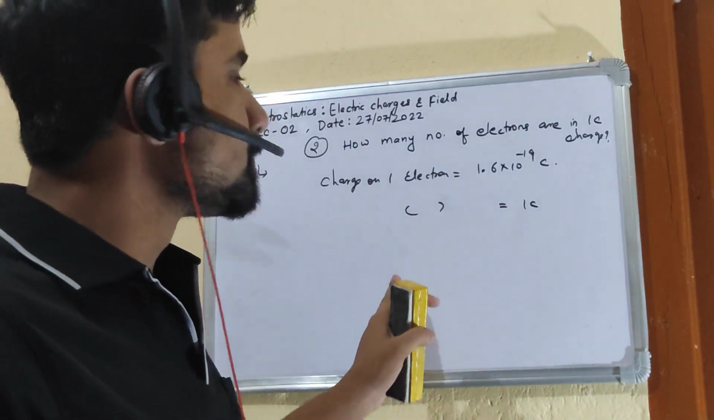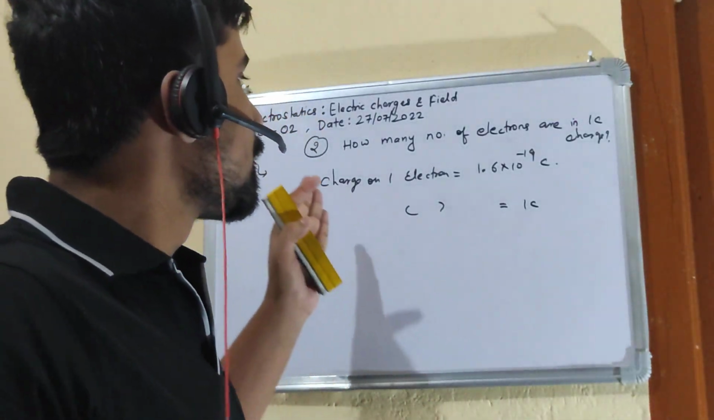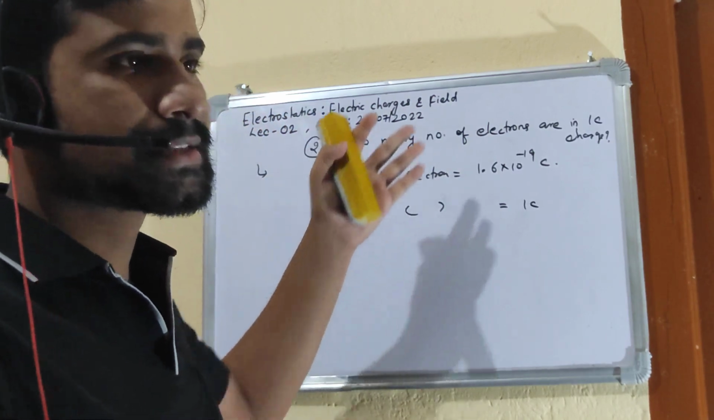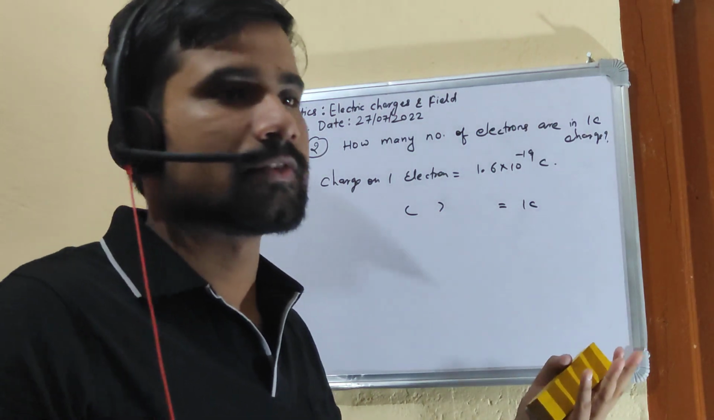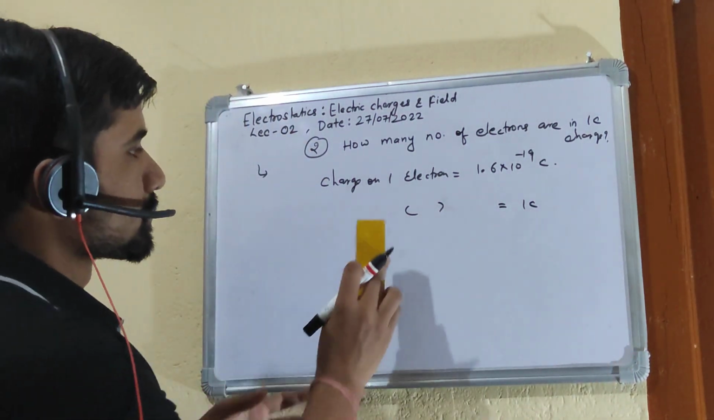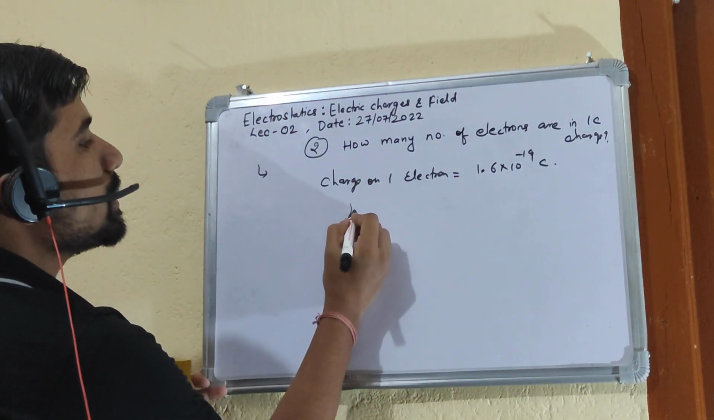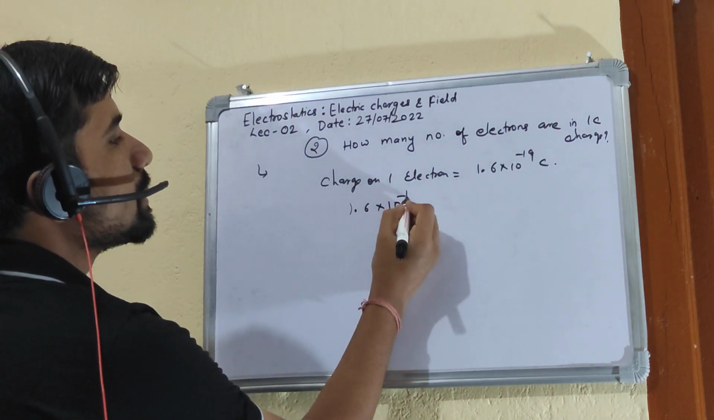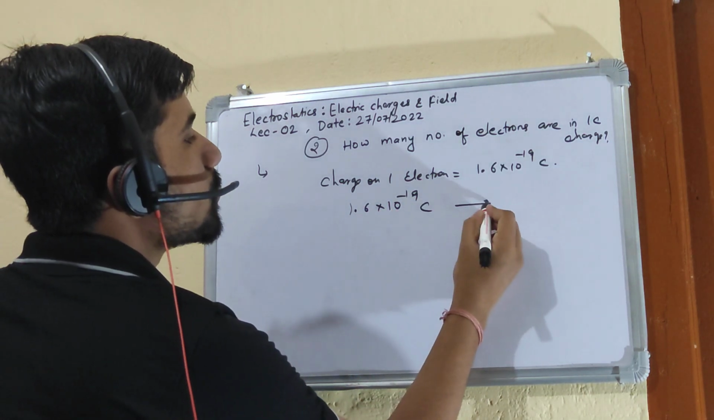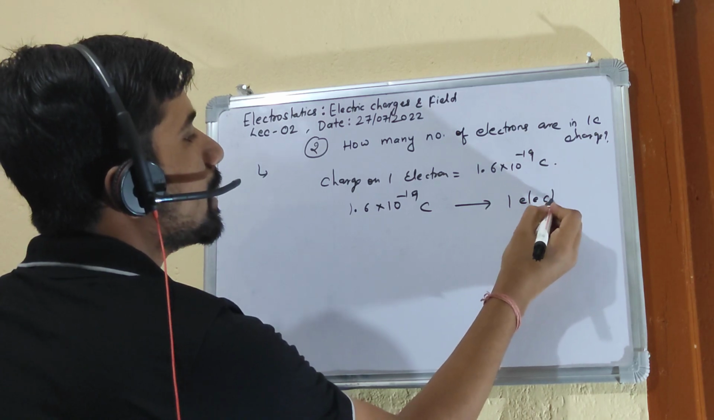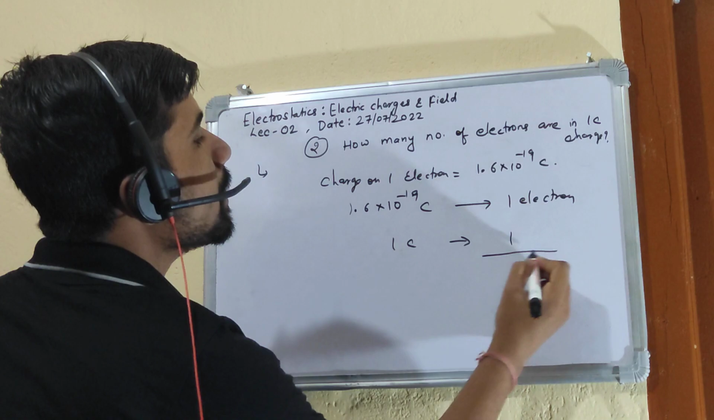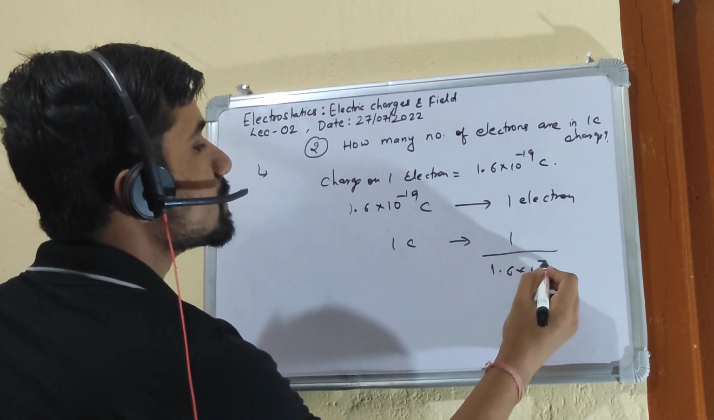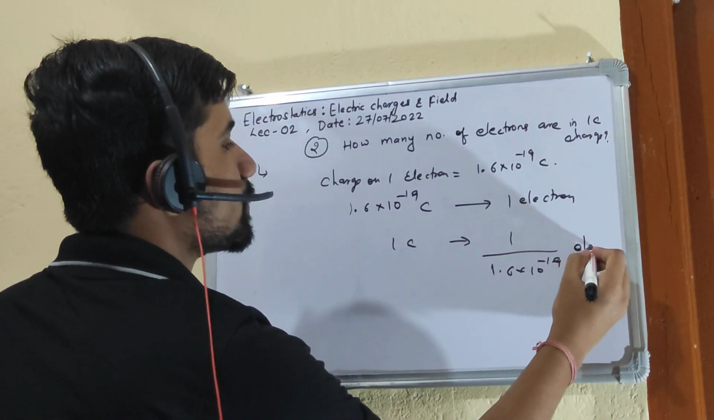So this is like a unitary method problem. Like if the cost of one banana is 10 rupees, in 20 rupees how many bananas can you buy, something like that kind of problem. So let me reverse it. 1.6 into 10 to the power minus 19 Coulomb corresponds to 1 electron, right? So 1 Coulomb will correspond to 1 by 1.6 into 10 to the power minus 19 electrons, right?